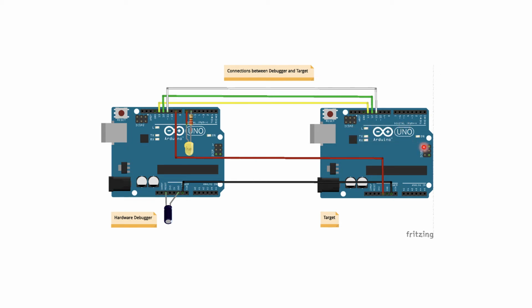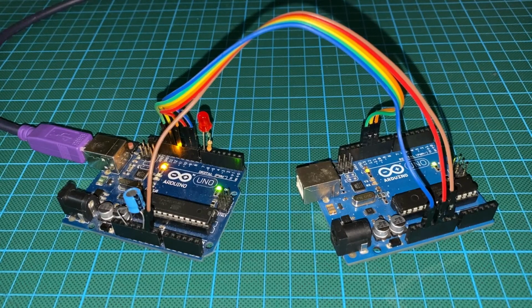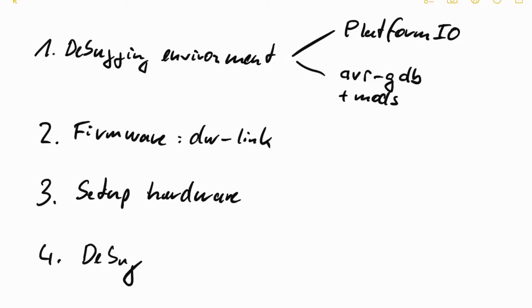Finally, we connect the reset line of the target to pin 8, which is the debug wire control line. And that's basically it, and I'll show you how that looks in reality. So that is how it looks in reality, and that means now we are ready to start debugging.